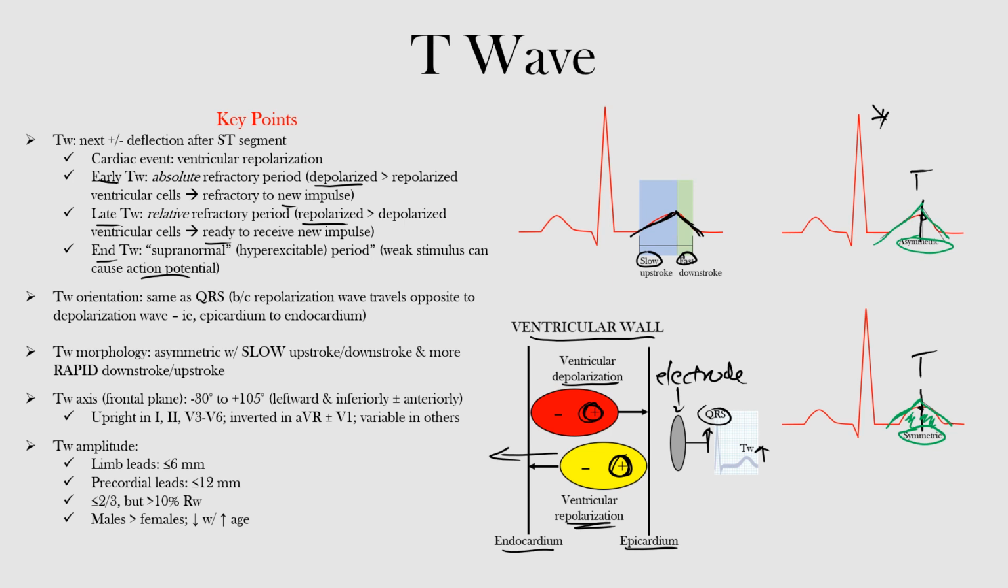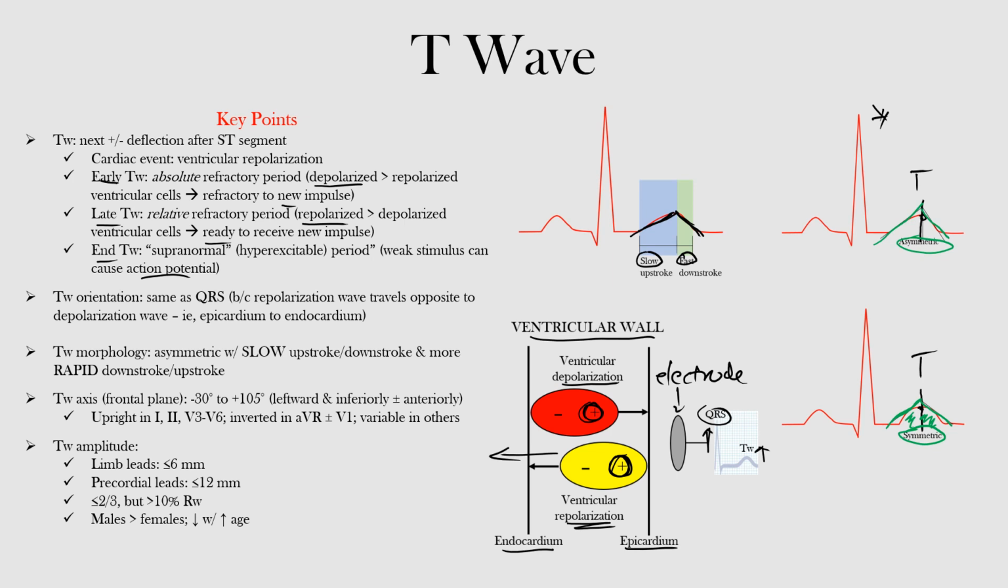In terms of the T wave axis in the frontal plane, it is normally between negative 30 and positive 105 degrees, directed leftward, inferiorly, and often anteriorly in adults, just like the QRS axis. In other words, the QRS complex and the T wave generally have the same polarity. Oftentimes, the T waves will be upright in leads 1, 2, V3 through V6, and they'll be inverted in aVR, and sometimes even lead V1. The other leads tend to be variable.